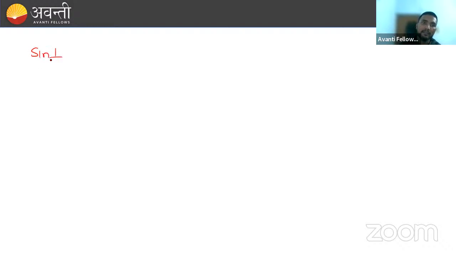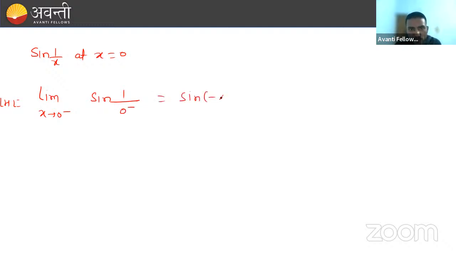This is sine of 1 by x at x equals 0. So what is happening, guys? Suppose we take limit x tending to 0 minus. This is LHL. If I take sine of 1 divided by 0 minus, you are getting something like sine of minus infinity. And you know that whether it is infinity or 1000 times infinity, it doesn't matter. The sine value is always between minus 1 and 1.